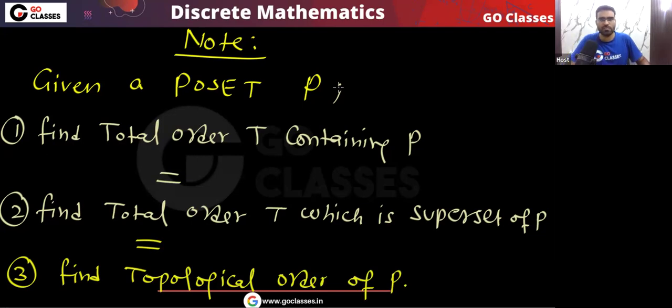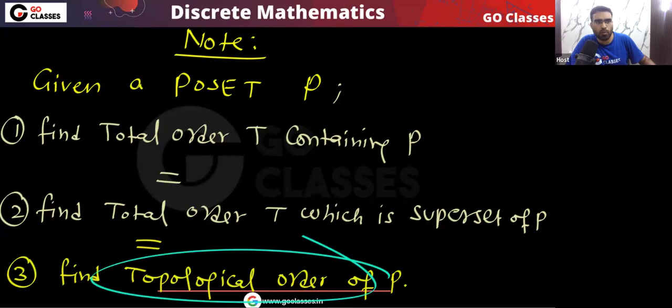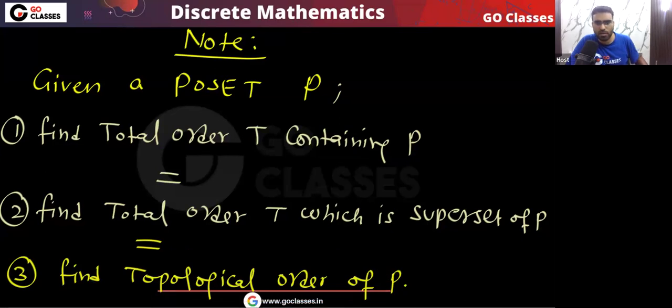All these things are same. Let me know, is this clear? Please tell me. Okay. So finding total order containing P, that is same as finding total order which is superset of P, that is same as finding the topological order of P. Okay, let's see this example.